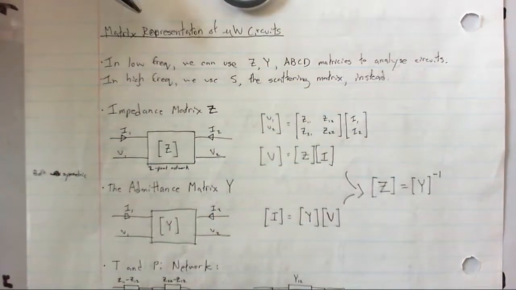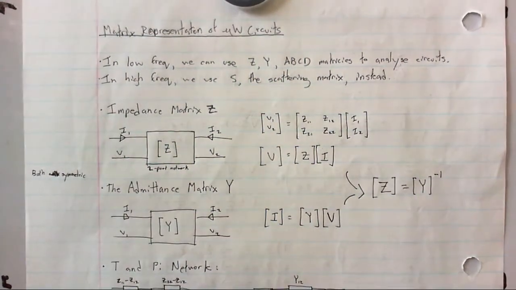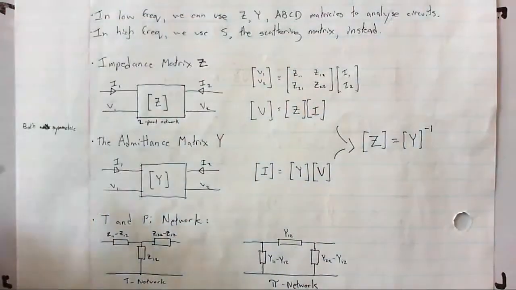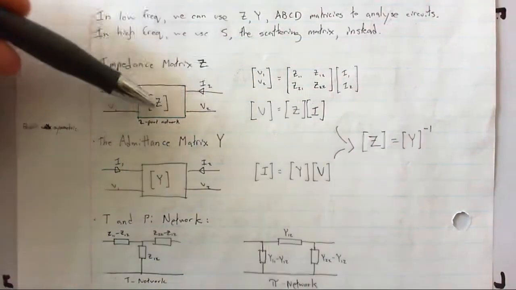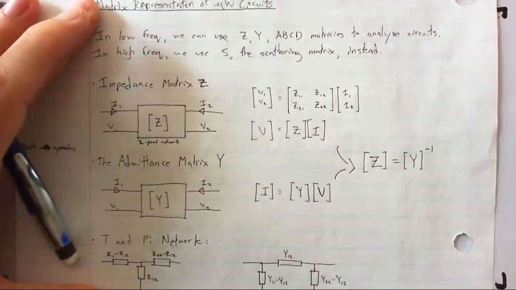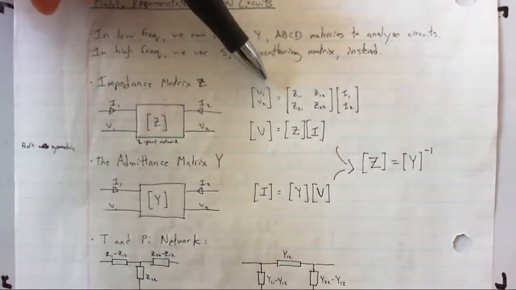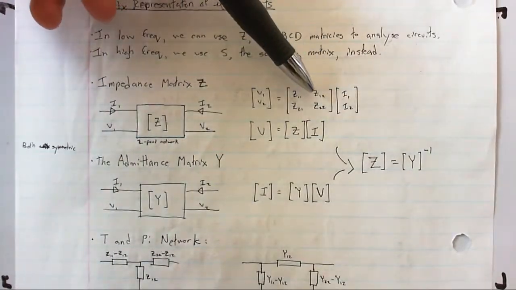So in low frequencies, we use the Z, Y, and ABCD matrices in order to analyze circuits. But in high frequencies, we use S, which is the scattering matrix, instead. So the Z matrix is the impedance matrix. What we've got is some arbitrary two-port network, for example, anything that's got a single input and a single output. So how it works is this impedance matrix, just like with Ohm's law, V equals I times your impedance.